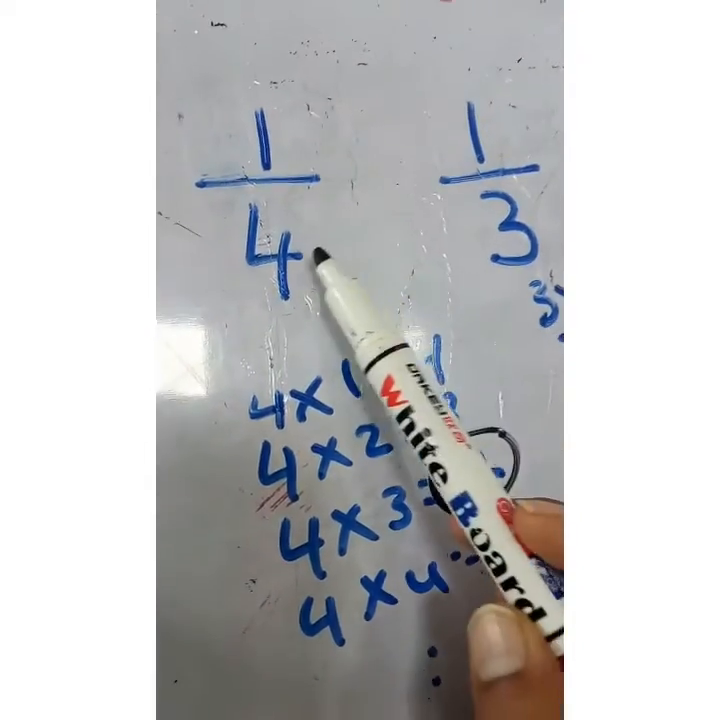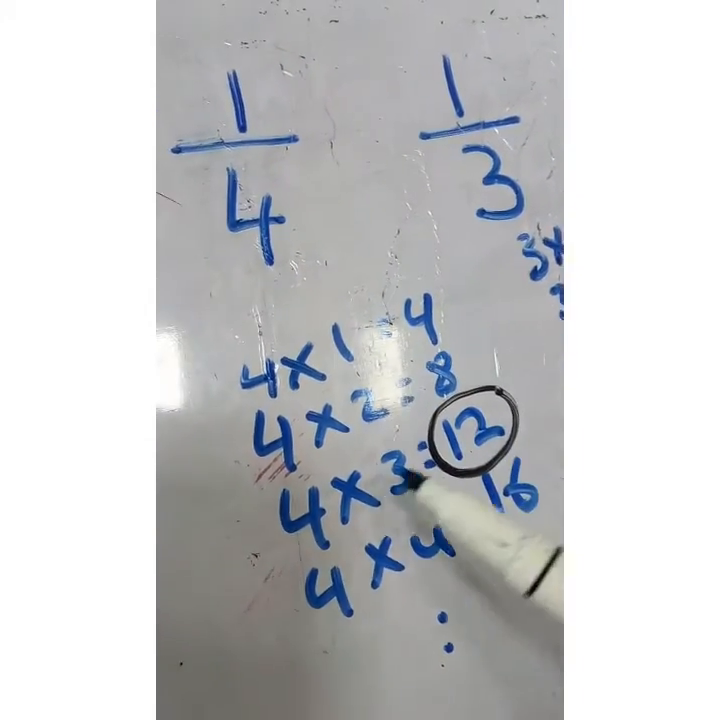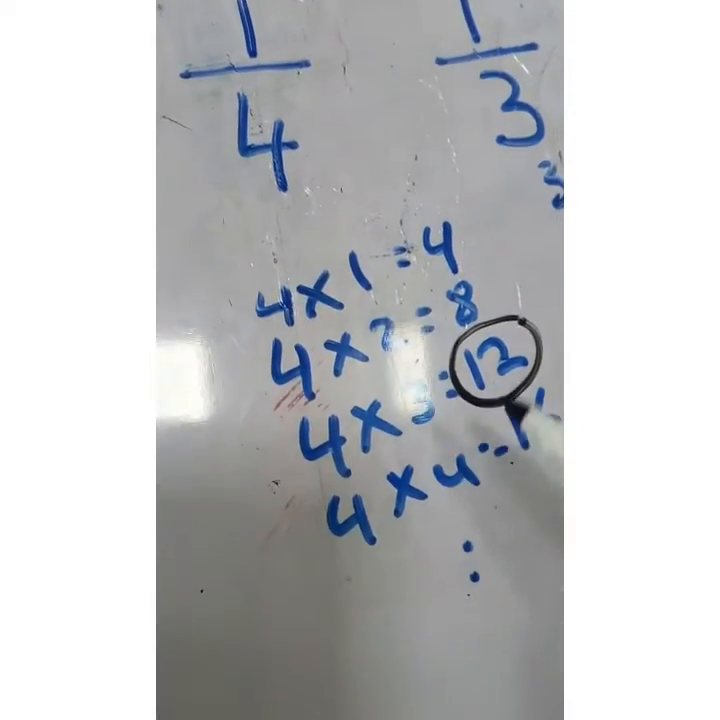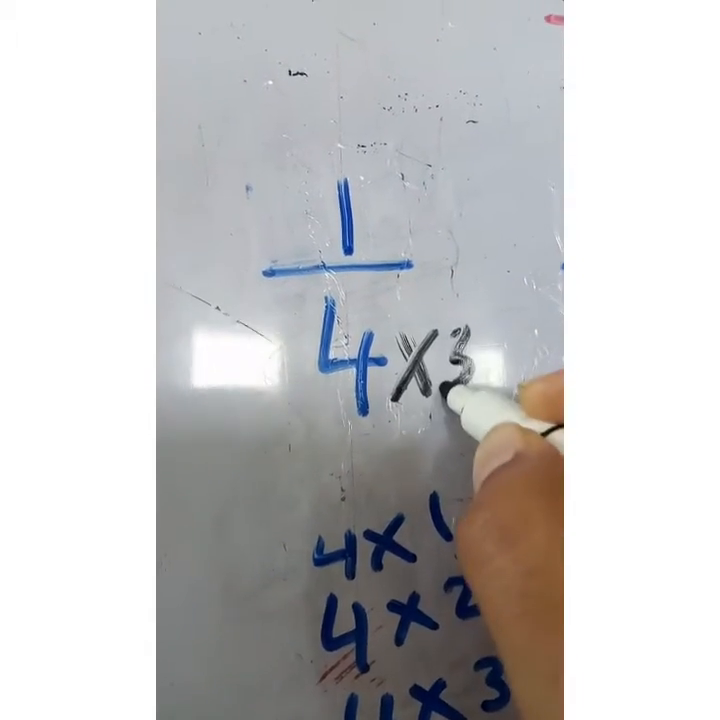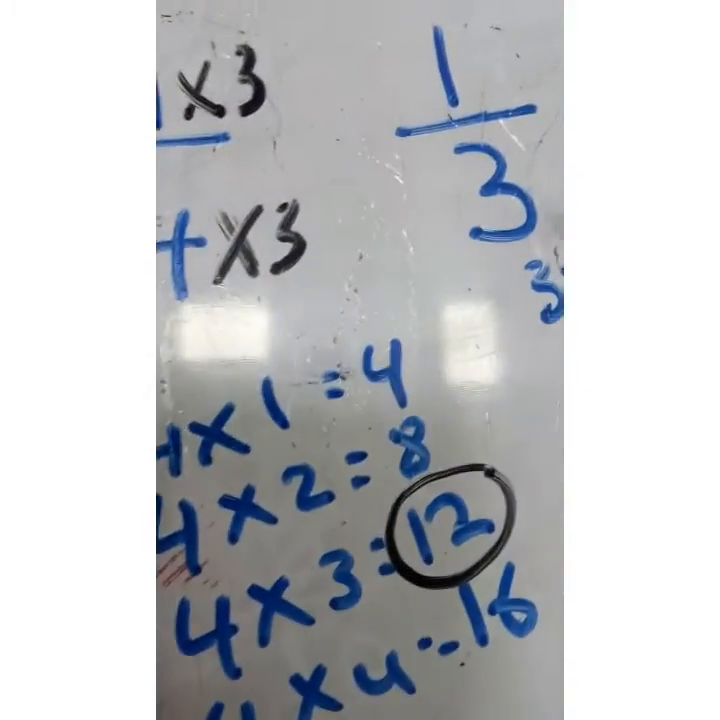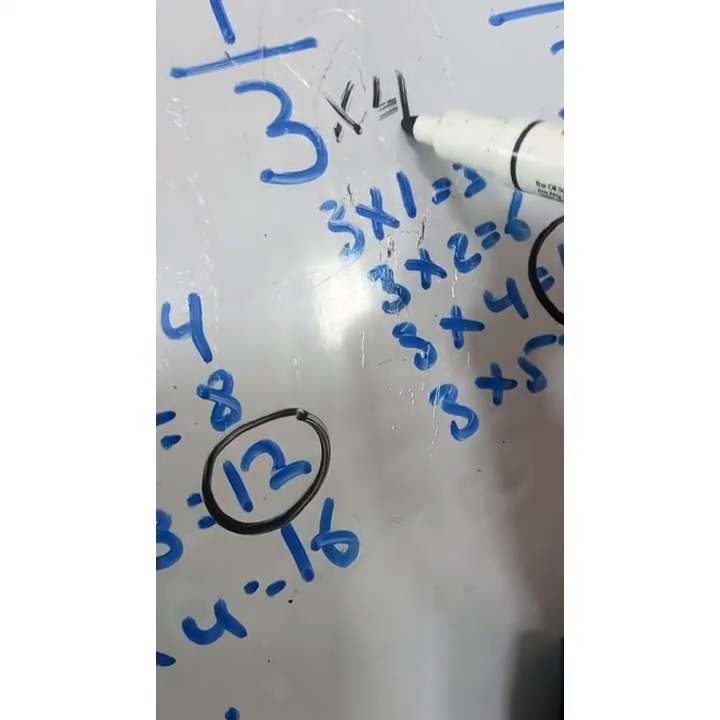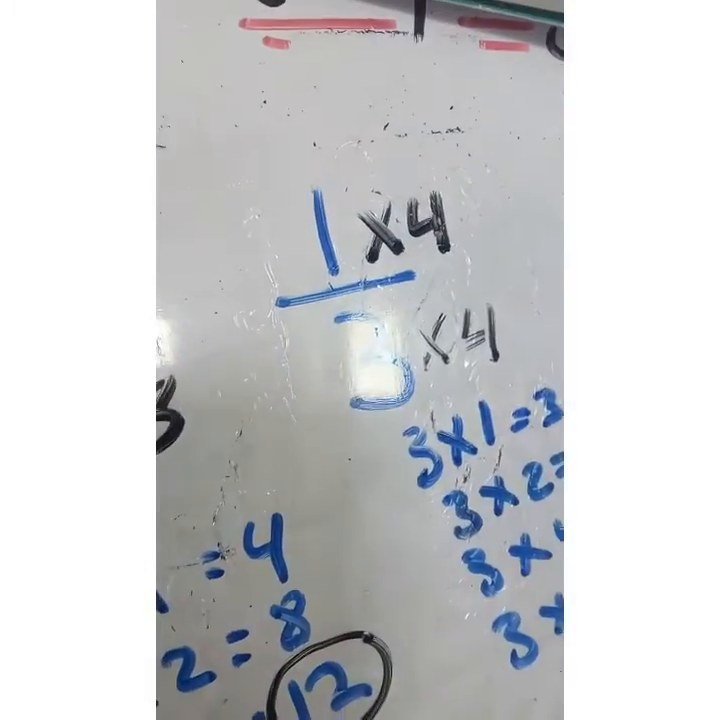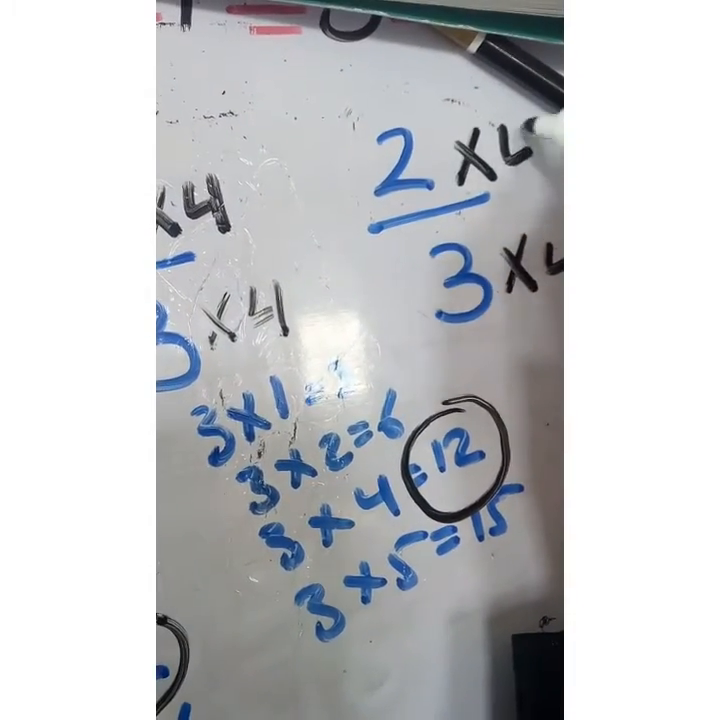So we are going to change the denominators to be 12. What did we do with the 4 to make it 12? We times 3. So now we do times 3, and we do the same number with the numerator, times 3. What did we do with the 3 to make it 12? Times 4, and the same number with the numerator, times 4. And here we also have 3, so it's times 4 and times 4.